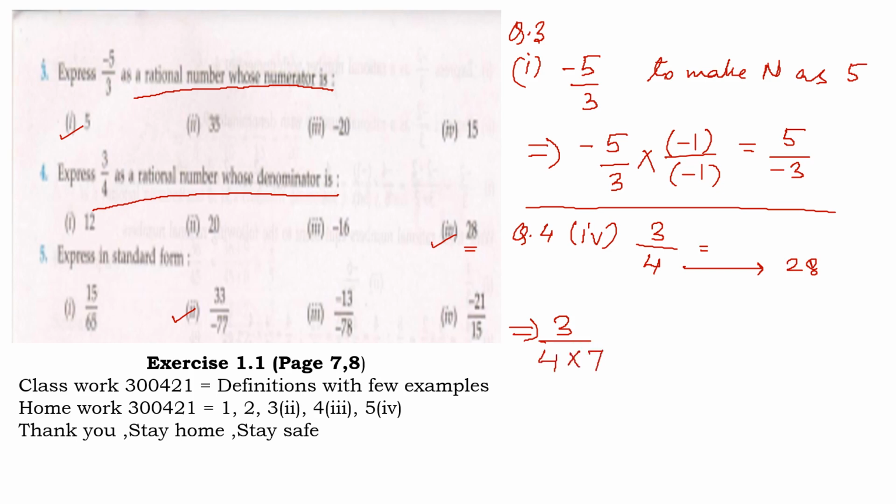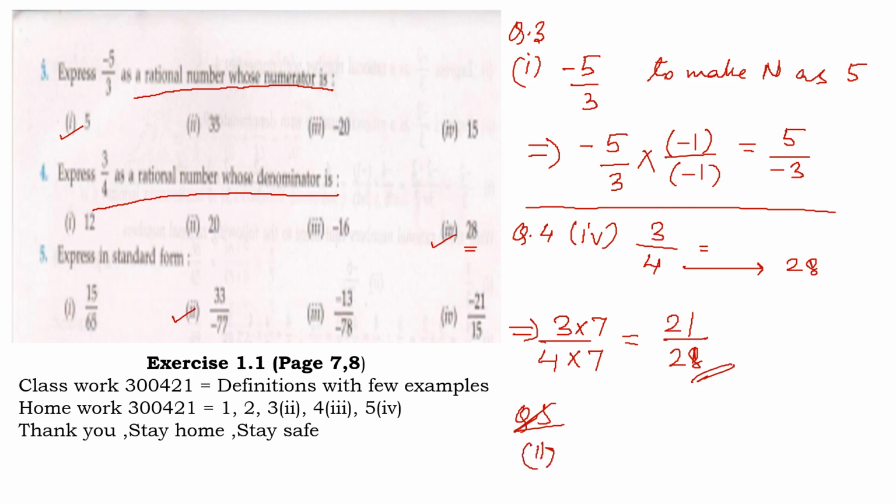So if we are multiplying down with the 7, we have to multiply up also with the 7. Okay. If you are multiplying up, then down. If down, then up, so that the value is an equivalent rational number. Now 7 threes are 21 and 7 fours are 28. Clear? Okay. Moving on to the last question 5.